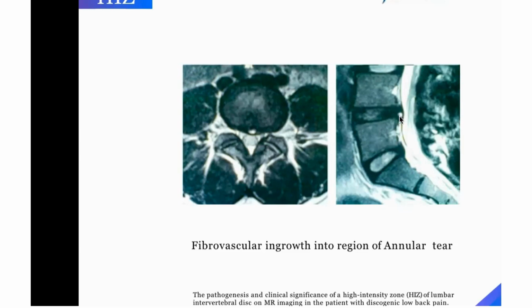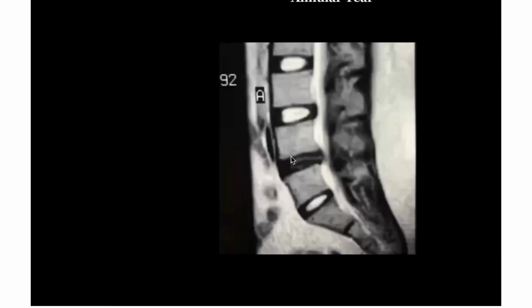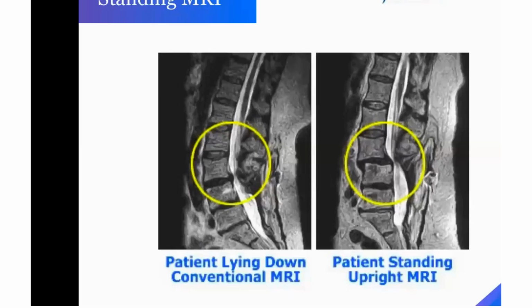And that will cause severe exudation, and that will lead to the accumulation of fluid. So that is called high intensity zone. This is a sign of annular tear. Understood? Look at this. On the MRI, in the sagittal section, you can see that big annular tear. Can you make out? Yes, sir. Okay.